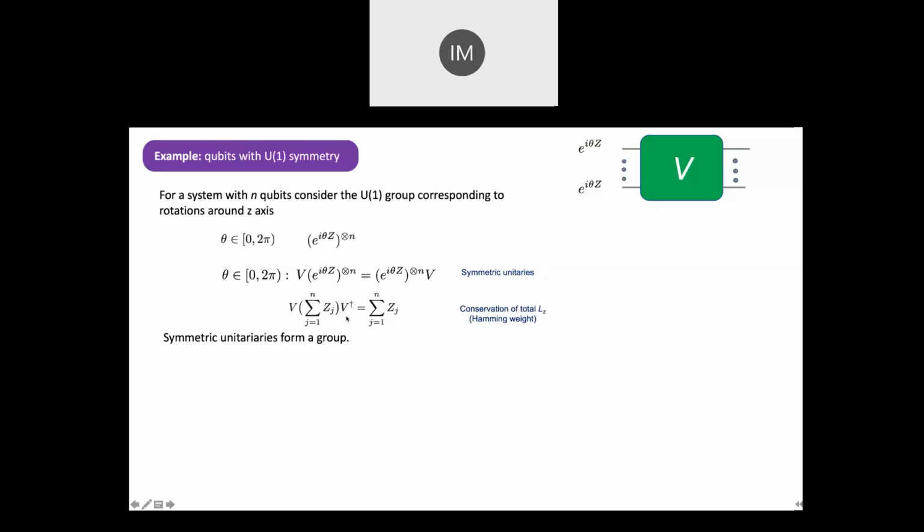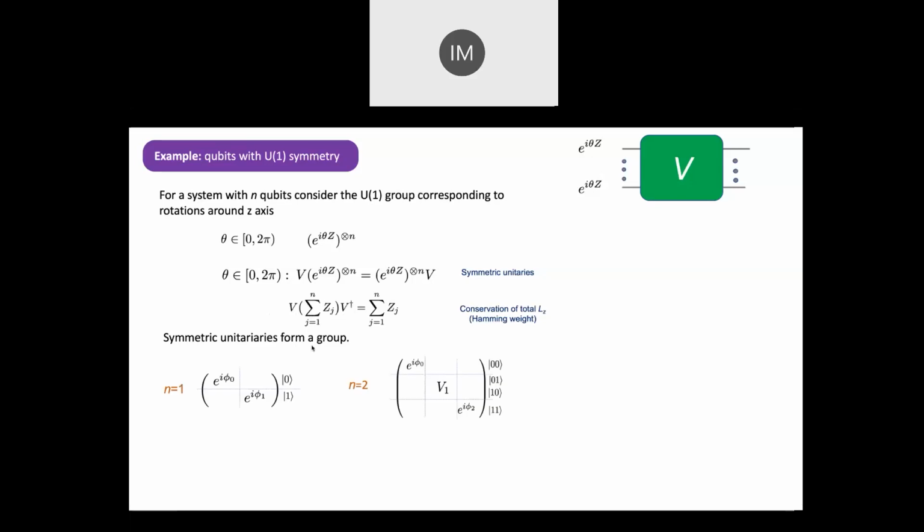Depending on how you interpret this U1 symmetry, you have different interpretations of this family of unitaries. For example, if you interpret this as spatial rotation around the Z axis of a spin half system, then this will be just the total angular momentum in the Z direction, and these are unitaries that preserve angular momentum in the Z direction. But you may also think about a different scenario where Z is the Hamiltonian of each qubit, and so these are unitaries that preserve the total energy of these qubits. Now it can be easily seen that this family of unitaries, unitaries V that satisfy this property, form a group. And it's easy to characterize that group, at least in the case of U1.